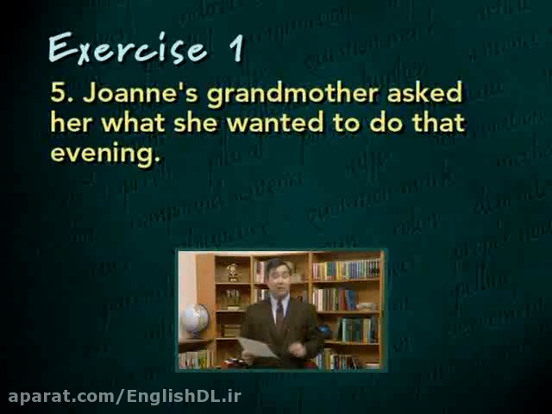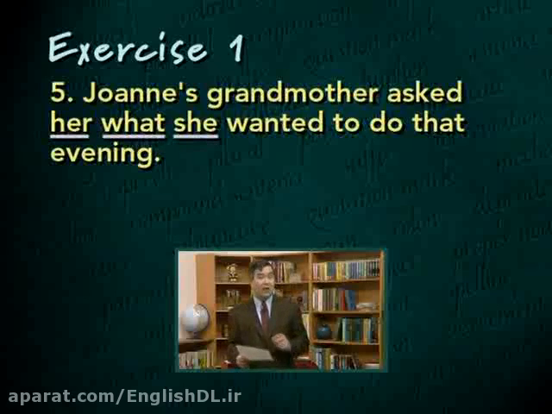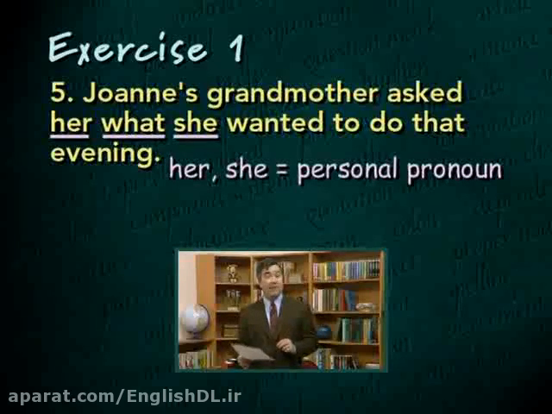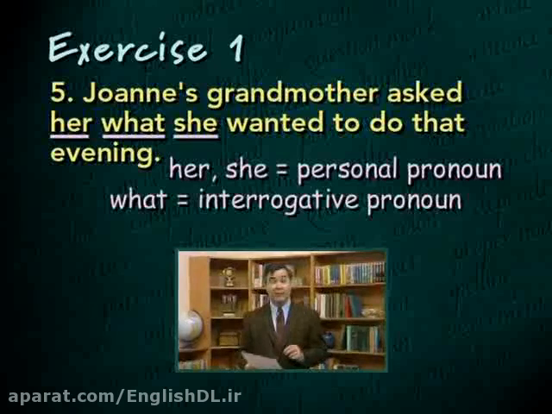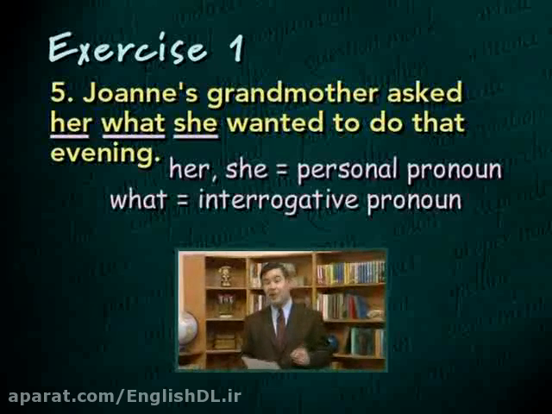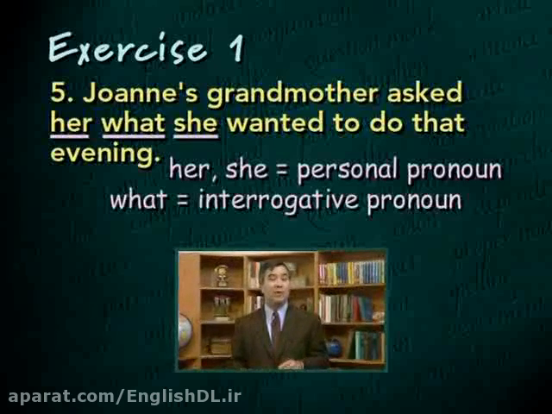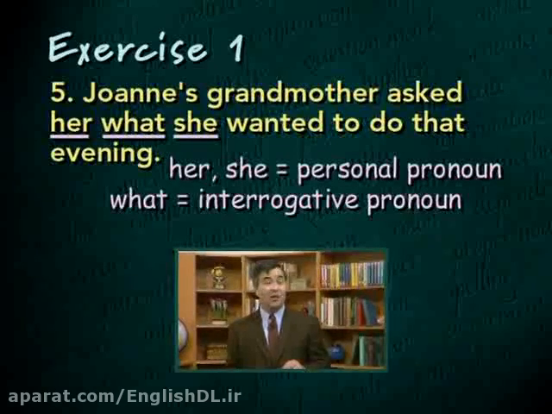In this sentence, there are three pronouns: her, what, and she. Two of the pronouns are personal pronouns, her and she. The third pronoun, what, is an interrogative pronoun. Remember, we saw that an interrogative pronoun can be used to introduce either a direct or an indirect question.